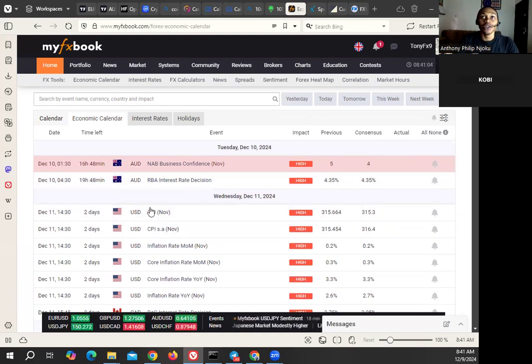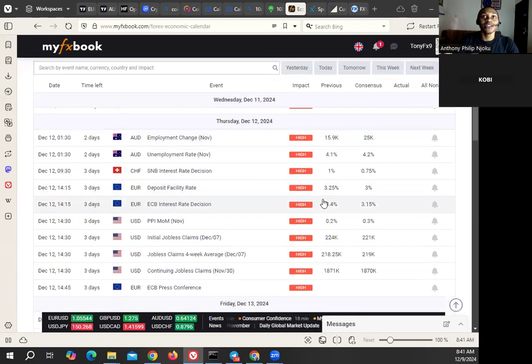Then on Wednesday, we have the CPI as well for the dollar. That's by 2:30 p.m. If there is a hike in inflation, it makes the dollar strong. If there is lower inflation, it makes the dollar weak. That's literally it, and that's the most important. Then on Thursday, we have the ECB interest rate decision by 2:15. So these are the most important news for us to trade. Every other news is quite important, but these are the ones that will have the major volatility.